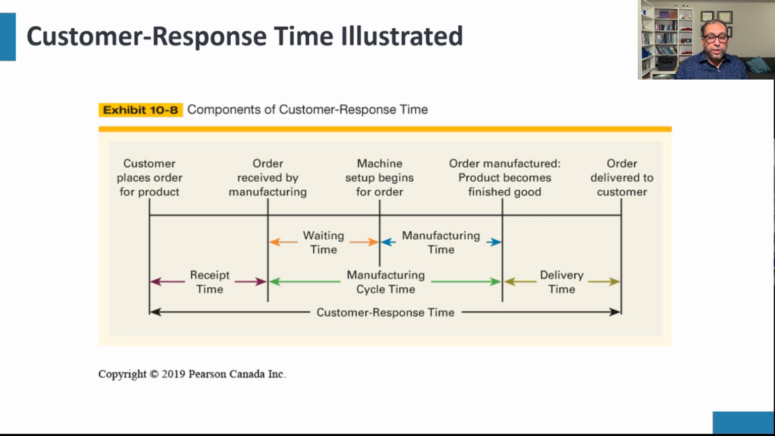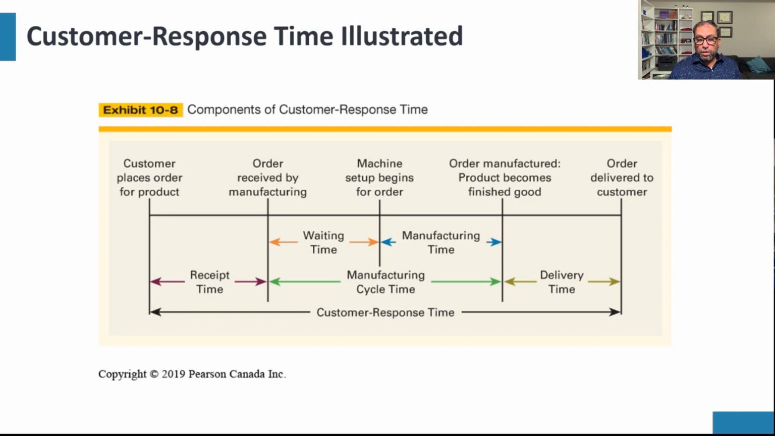Then from the order received by the manufacturing unit until the product is finished and ready for delivery, that is called manufacturing cycle time. They produce the product and deliver it to the warehouse, ready to deliver. The other part is again the sales department's work: they inform the customer, and the customer will come and pick it up, or you have to deliver the product to the customer. So the manufacturing department's job is finished at that point, and that's the manufacturing cycle time. And then there's delivery time.